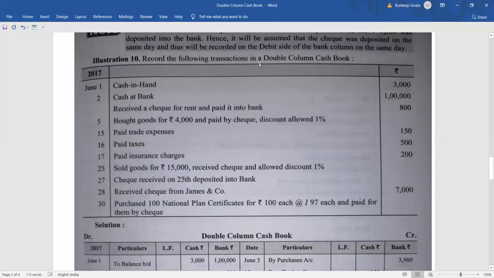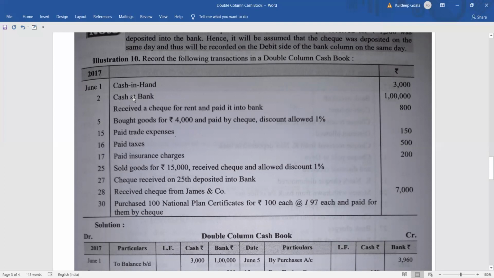Now let's take up another question. Record the following transactions in a double column cash book. The information given here is cash in hand 3000, cash at bank 1 lakh, and after that it is mentioned received a check. This will be the second; this is a typing error. June 2 will be here. This refers to received a check for rent and paid into bank. The first two are the opening entry, so they will be on June 1.